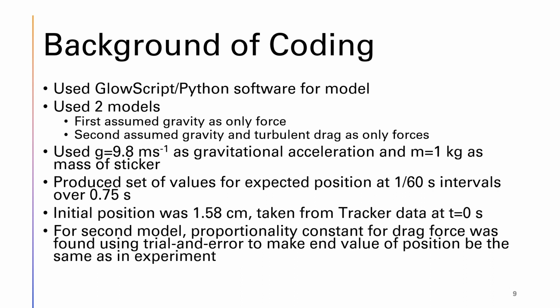This was also done at 1/60th second intervals over 3/4 of a second. And the initial position was 1.58 centimeters, which I took from Tracker data at t equals 0 seconds. And for the second model, I found the proportionality constant by using trial and error to make the final position for the drag force model match up with that of the Tracker data.